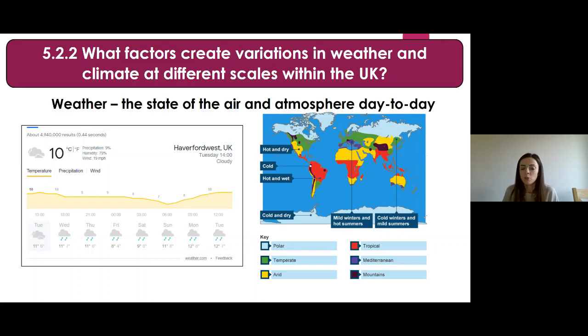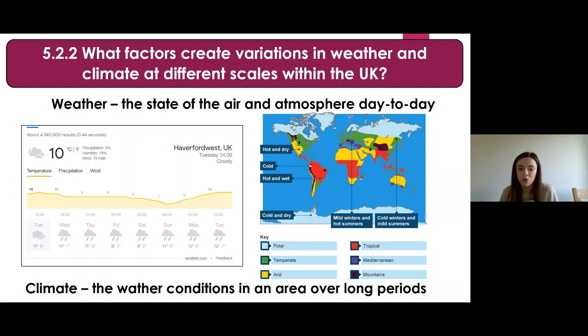Well, the weather is the state of the air and atmosphere day to day. For example, it's windy and rainy today, it's sunny tomorrow, okay? Weather can change hour to hour, it can change day to day. The climate is the weather, with an E, conditions in an area over a longer period of time.